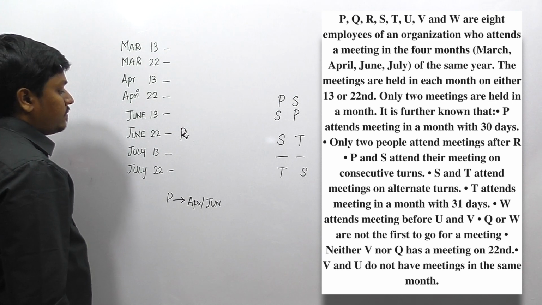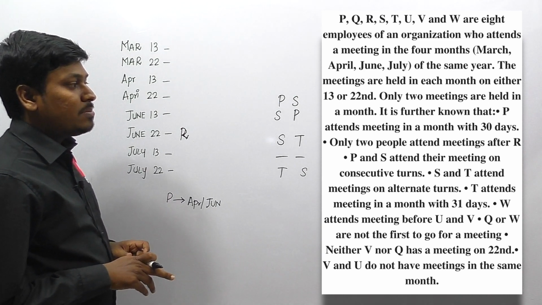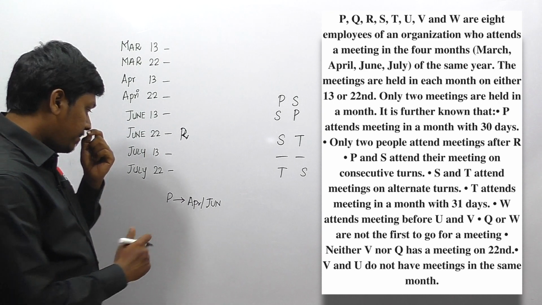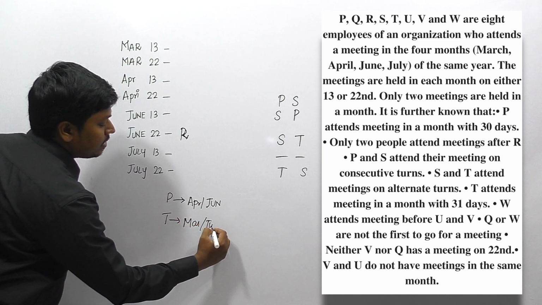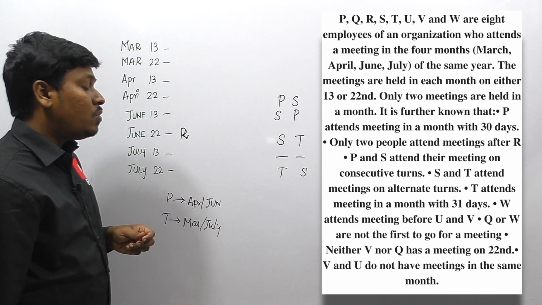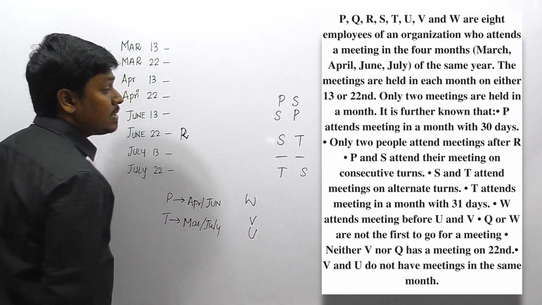Okay friends, I think still we have lots of points remaining, right? So next point is T attends a meeting in a month of 31 days. It should be March or otherwise it should be July, because both months have 31 days. W attends a meeting before U and V. So friends, before U and V, the person W attends a meeting.